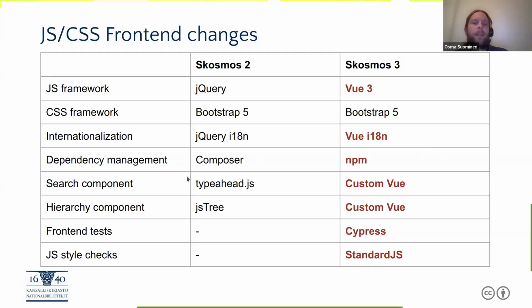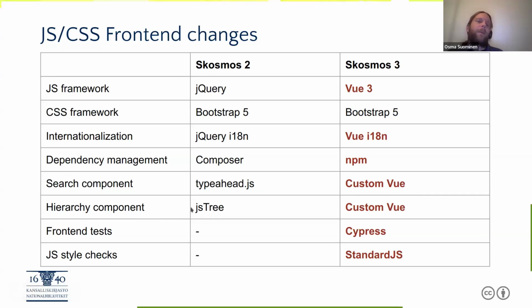The search component in Skosmos 2, we use type-ahead from Twitter. Well, Twitter doesn't exist with that name anymore, and they abandoned this library long ago, so we can't use that. Well, we are still using it, but it's problematic. So with Skosmos 3, we couldn't find an equivalent component that would work for us, so we just re-implemented the whole thing making a custom Vue component.